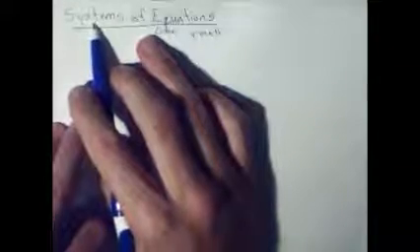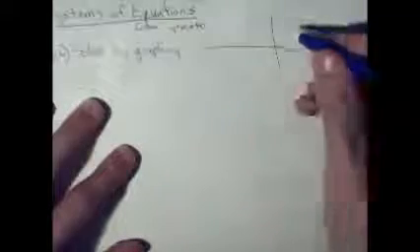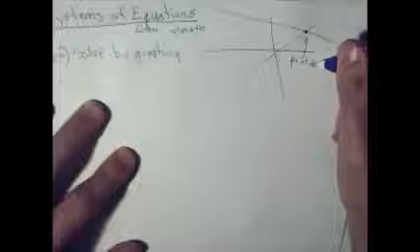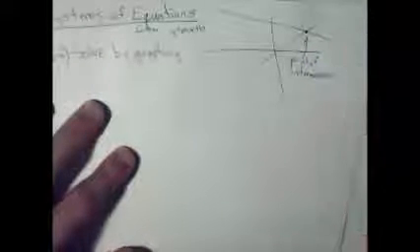A system means more than one, more than one working together. So an example of what we're going to see is we're being told to solve by graphing. Meaning, we're going to have our two linear equations. We're going to graph one. We're going to graph the other. And the only thing of any interest is that point of intersection. The point of intersection is going to be our answer in every single problem in this homework.